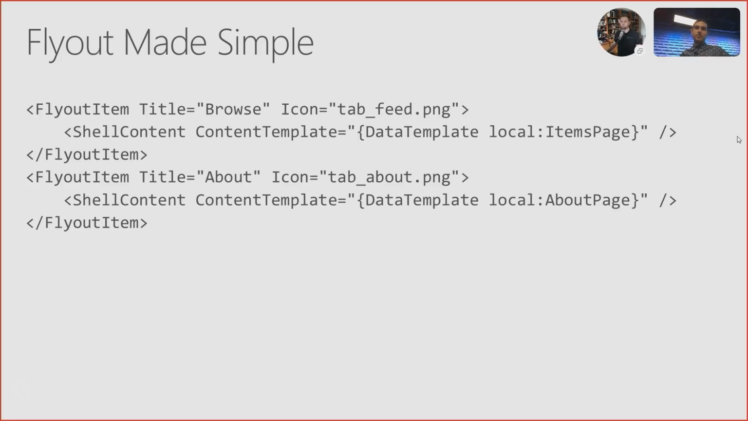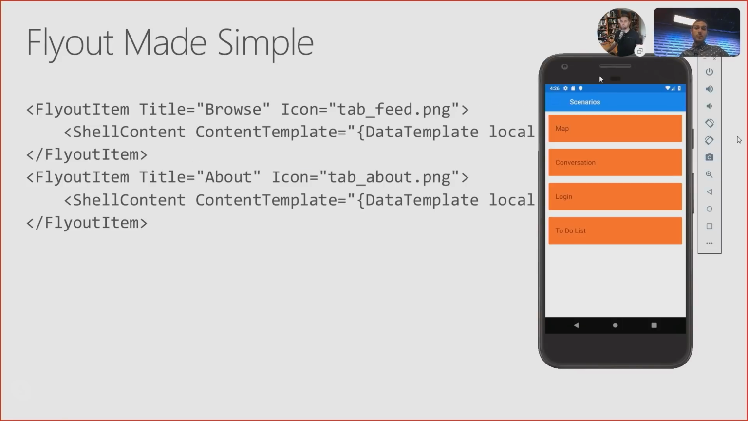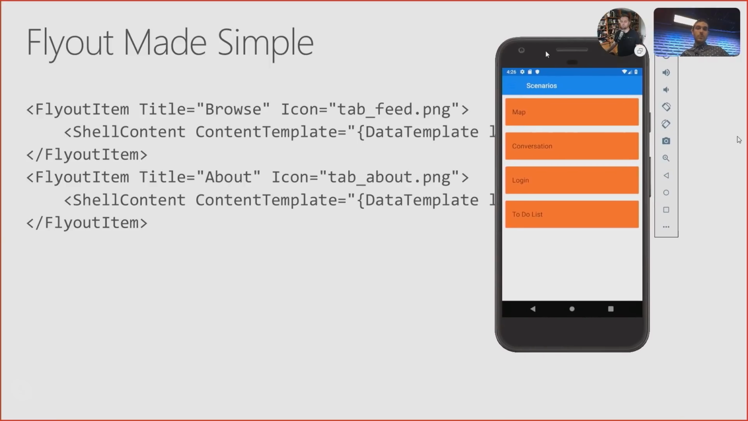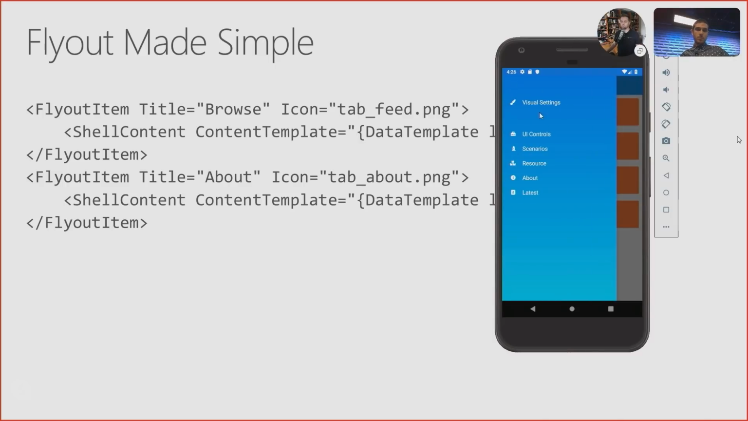Nice. All right, so real quick to kind of wrap this up and bring it home, I have an example here. So this is my Zappy app, and I'm just running the Android version, but of course it looks really nice on iOS. And this is an app that's in development, and I have a flyout menu here. You'll see that I've got all these flyout items down here. Now, the interesting thing about that visual settings item at the top is actually a menu item, so it doesn't represent a page the way that the UI controls and scenarios do. But it's a menu item that I just execute some code on.